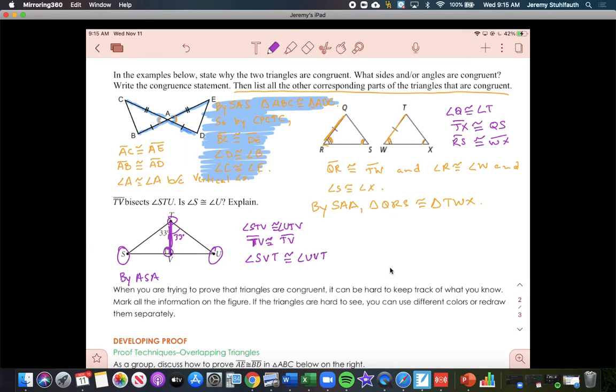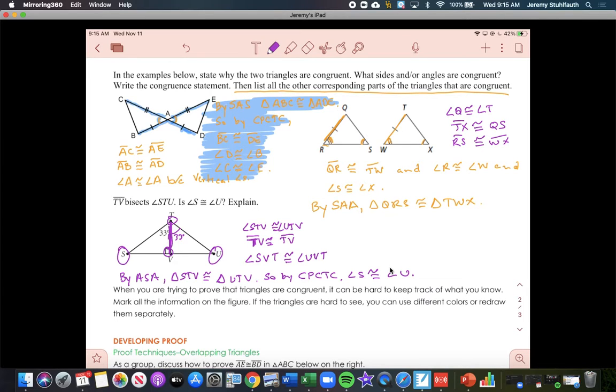Is that one of our four shortcuts? It is. So we can say by angle side angle, triangle STV is congruent to triangle UTV. Again, you want to have your corresponding letters in the correct order. So since those two triangles are congruent, we can then say, by CPCTC, angle S is congruent to angle U.